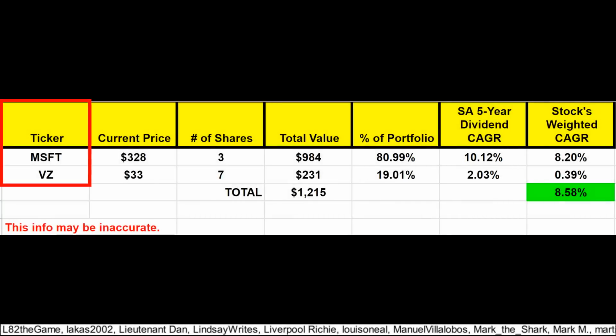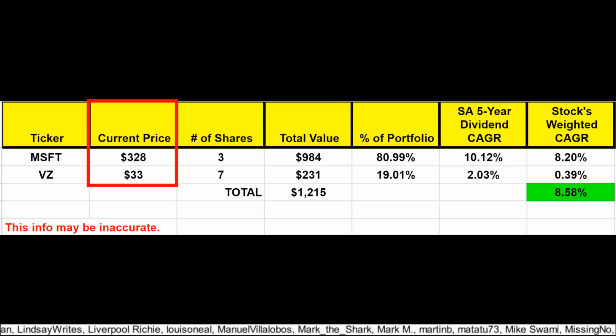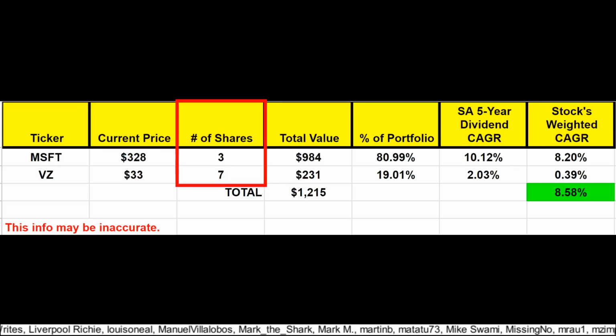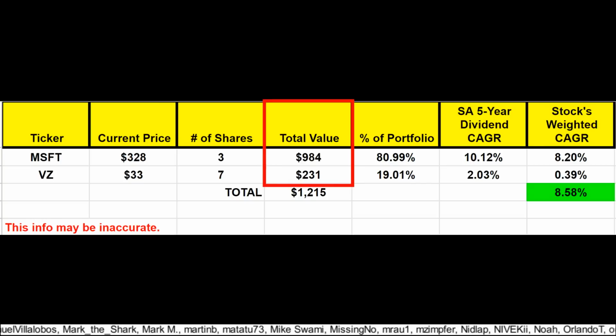In the first column, list your tickers, and to do this quickly I'll start with pretending that you have Microsoft and Verizon. Then have a column that lists the current stock's price, then a column with your number of shares, so I'll pretend I have 3 shares of Microsoft and 7 of Verizon. Then a column that lists your total value of each position, which is just the stock price times the number of shares. At the bottom of that column you can list the total value of the portfolio, which is the sum of all those individual stocks' values.